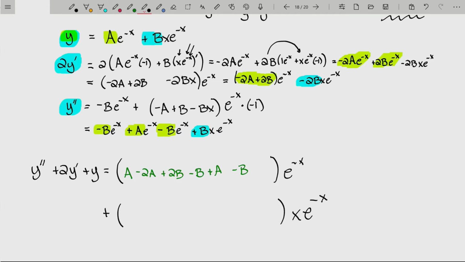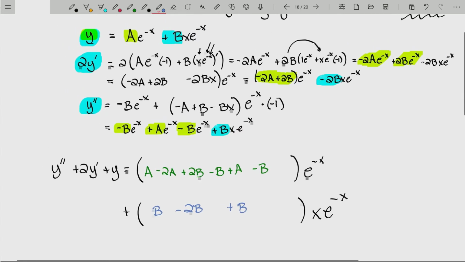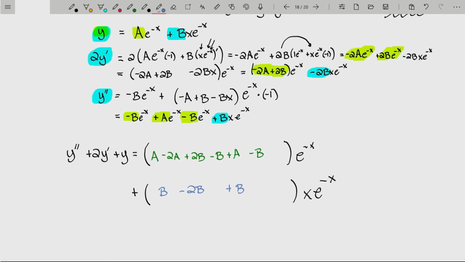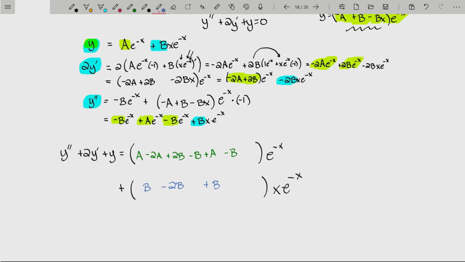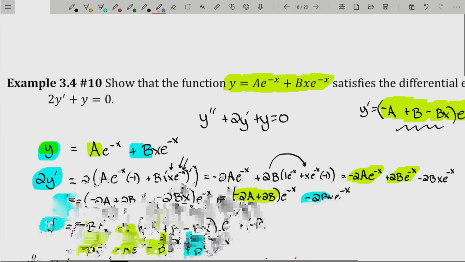And as I started looking at this, I got a little nervous, but I'll show you why I'm not anymore, because I read the directions of the problem. So we have a b minus 2b plus b. And when I saw that, I thought, oh my gosh, that disappears. That's a problem.